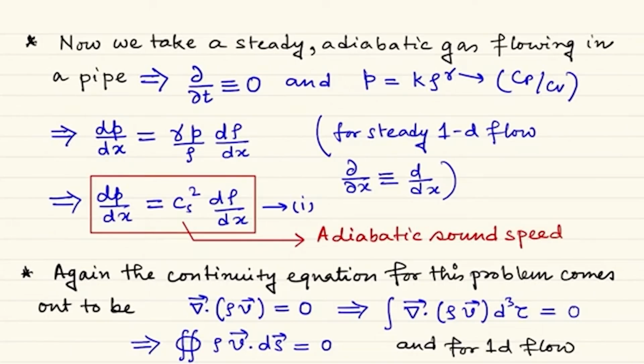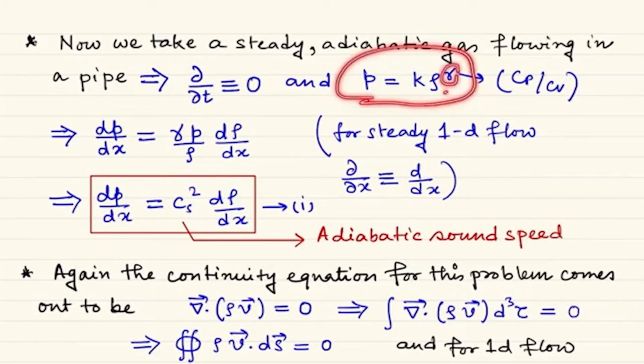Now we take a steady adiabatic gas flowing in a pipe. When we are talking about steady flow, that means any explicit dependence on time will vanish, del/del t will be equal to 0, and P will be equal to K times rho to the power gamma.